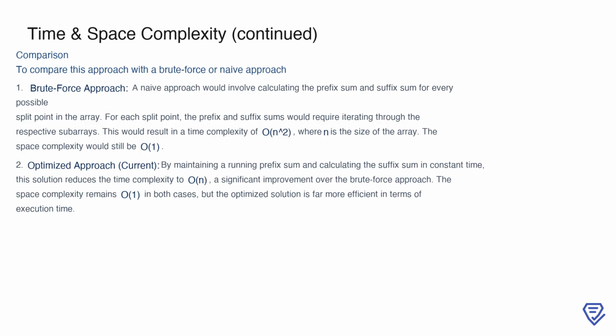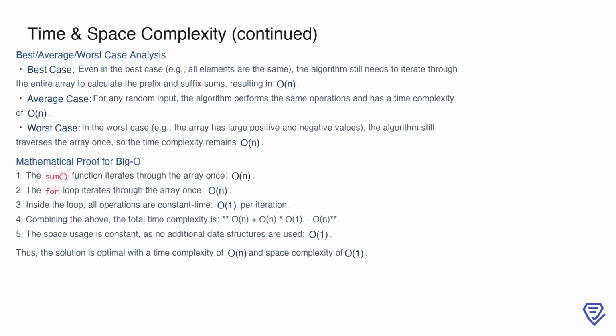By contrast, the optimized approach in this solution avoids redundant computations by maintaining a running prefix sum and calculating the suffix sum in constant time during each iteration. This reduces the time complexity to O(n), a significant improvement over the O(n²) of the brute force method. Importantly, while both approaches share the same space complexity of O(1), the optimized solution is far more efficient in terms of execution time. Now let's analyze the time complexity across different scenarios.